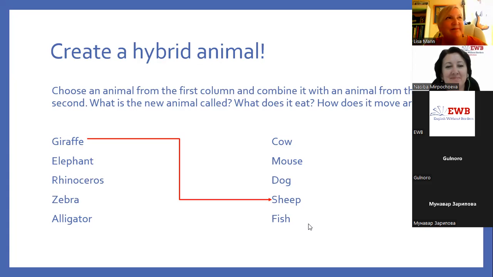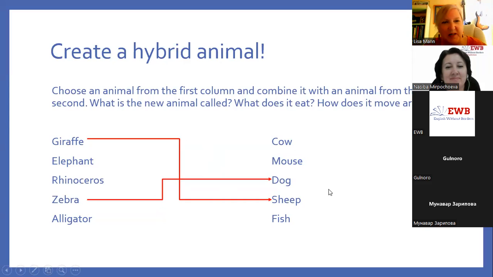A greep would eat grass, right? Probably just grass, but grass high up somewhere, depending on how you draw it. Because a big part of this activity was to draw the animal so that we have an idea of what it looks like. Probably it's a giraffe with a long neck and wool. Good. What about if we were to cross a zebra and a dog?